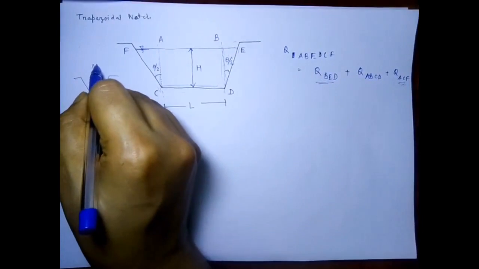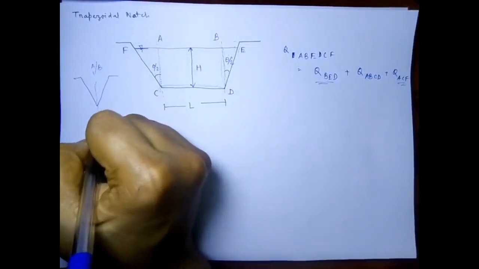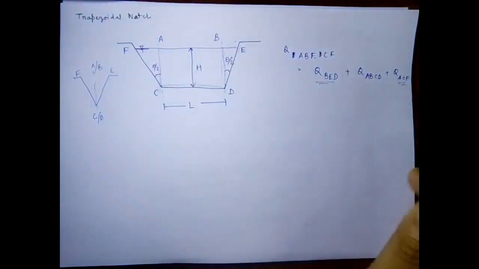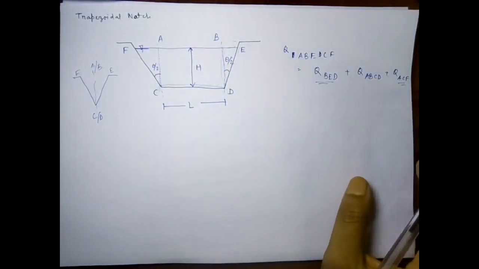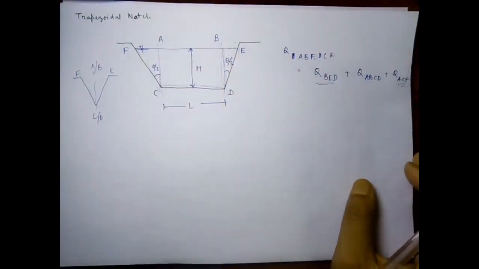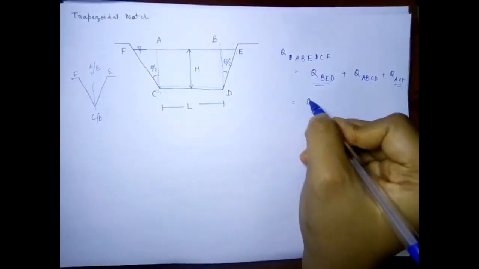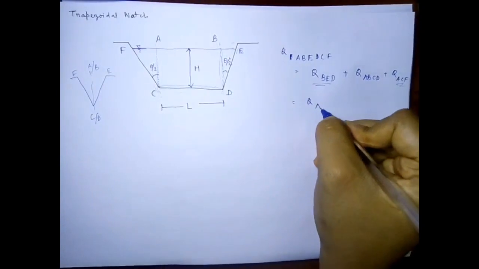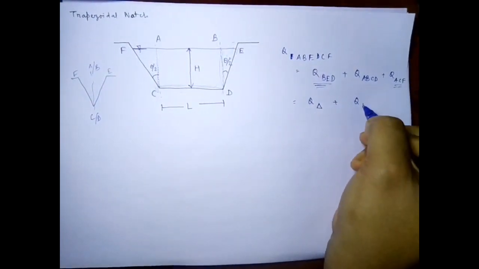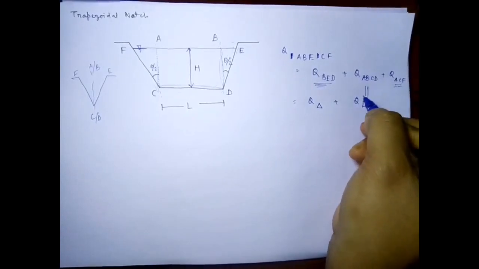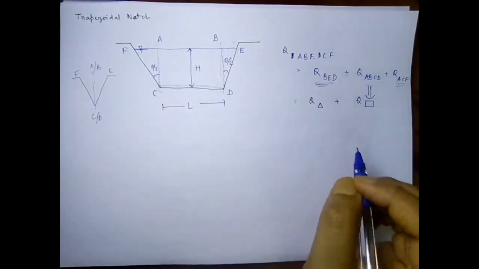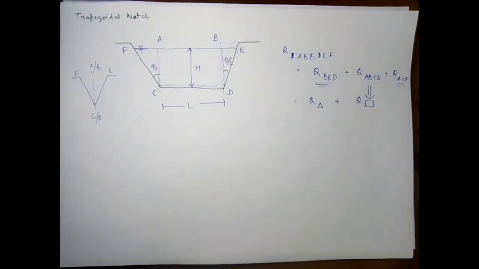Suppose this is A or B, or this is C or D, and this is our F and this is our E. Then we can say that these two together are the triangular notch. So I can write that Q triangle together, this is BED and ACF, plus Q rectangle, which is the QABCD. And what is the discharge from the triangular notch?